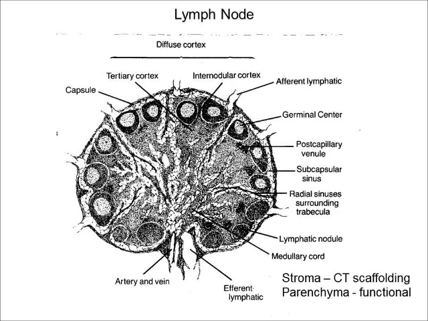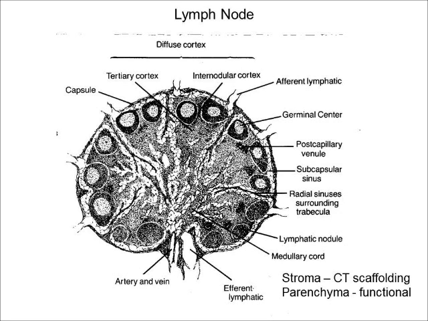Perhaps the best way to describe the structure of the node is to follow the pathway of the lymph. The lymph enters the node through the afferent, that's afferent with an A, lymphatics. It flows through the subcapsular sinus and down the trabeculae and finally exits the lymph node through the efferent, that's with an E, the efferent lymphatics.